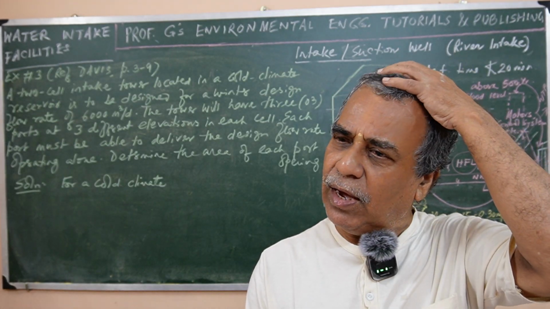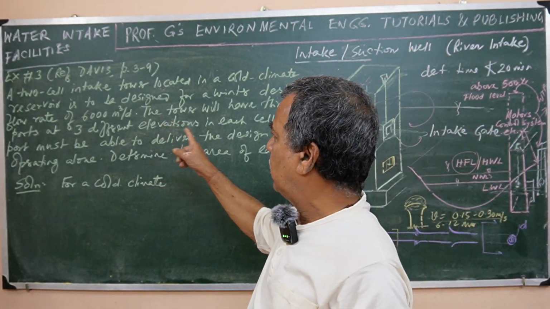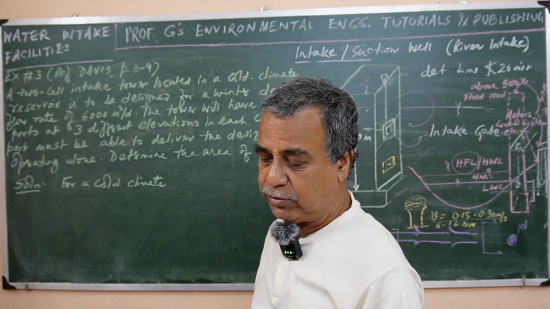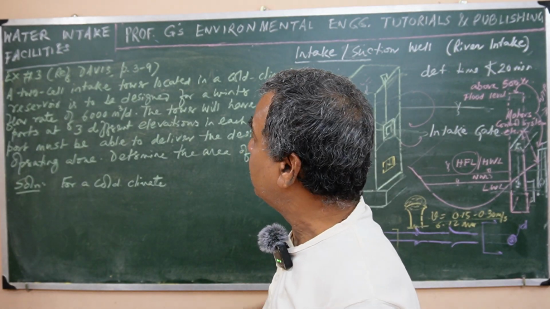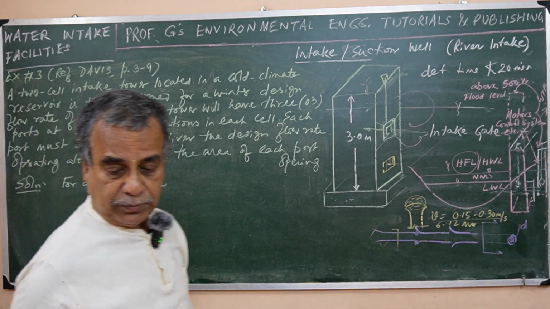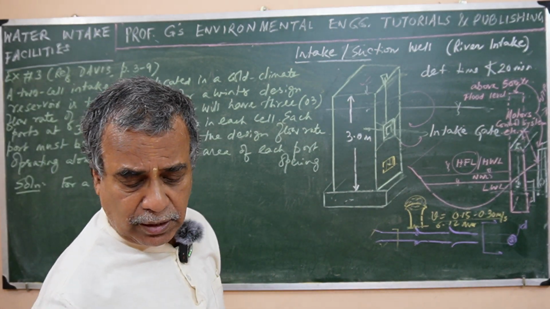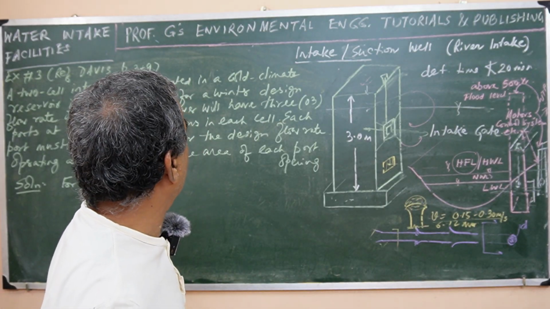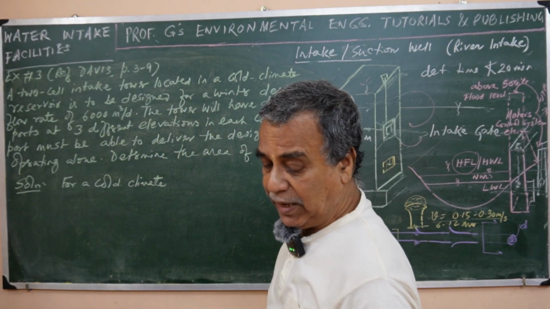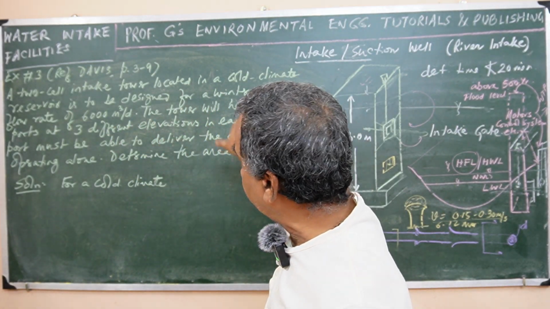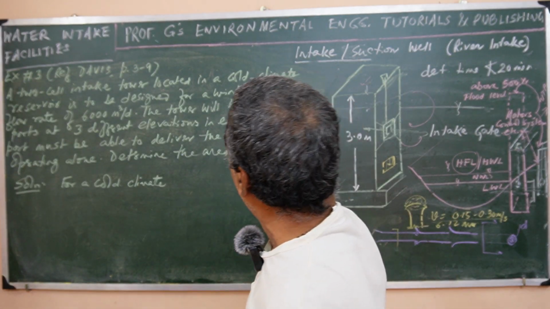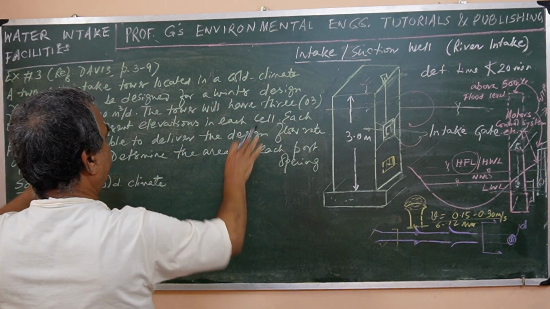As this is a foreign, American example, they have used two-cell intake towers, for a reservoir located in a cold climate, which is to be designed. The problem is written here and captured in this video, but I will discuss the problem statement first.